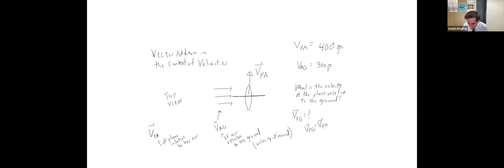We have a crosswind that's blowing. So at the same time, there's wind blowing from the west eastward, right? So the direction of the wind is east, and the speed of the air relative to the ground, the speed of the wind, is 300 meters per second. So then the question I have is, what is the velocity of the same airplane, but relative to the ground? Because I want you to specify both the magnitude and direction, because velocity is a vector.